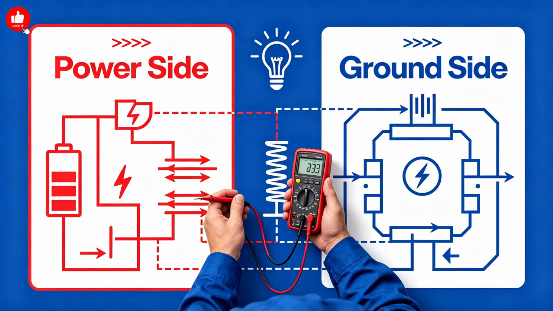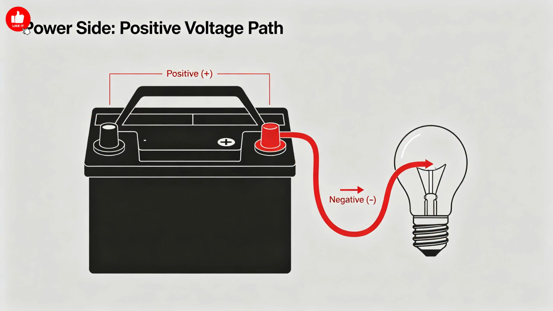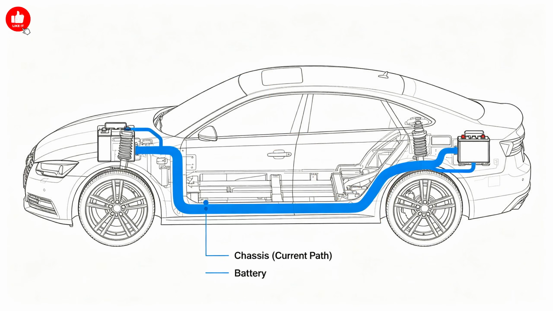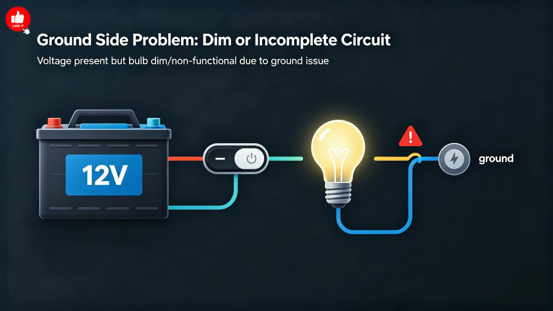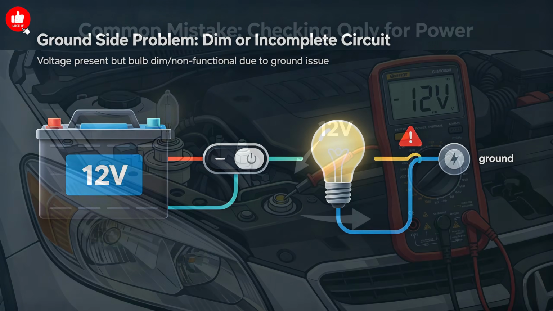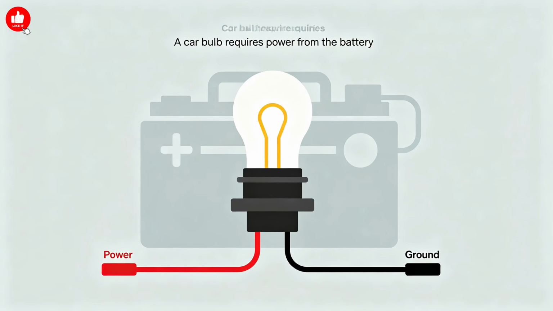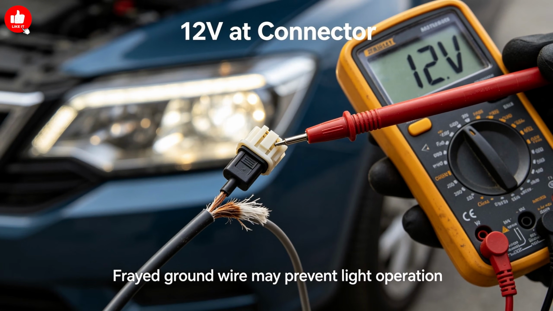This is one of the most important concepts for technicians. The power side carries positive voltage from the battery to the bulb. The ground side carries current back to the battery through the chassis. A power side problem means there is no voltage reaching the bulb. A ground side problem means the voltage may be present, but the bulb is dim or does not complete the circuit. The mistake most people make is checking only for power. A bulb needs both power and ground. You can have 12 volts at the connector and still have a bad ground that prevents the light from working.